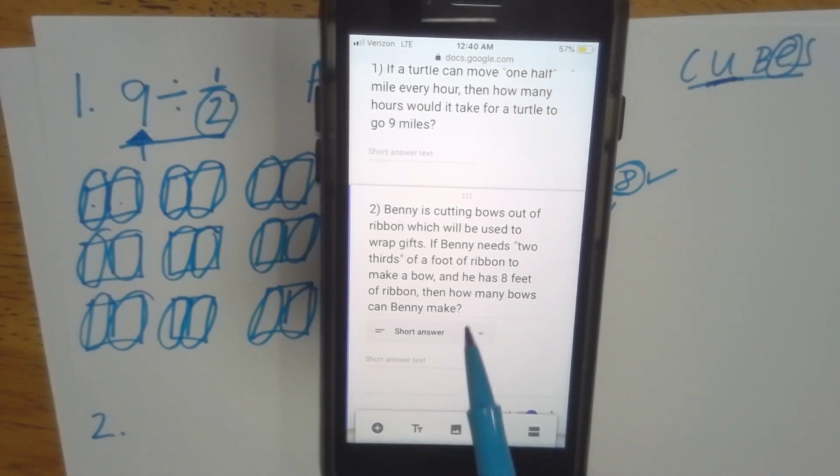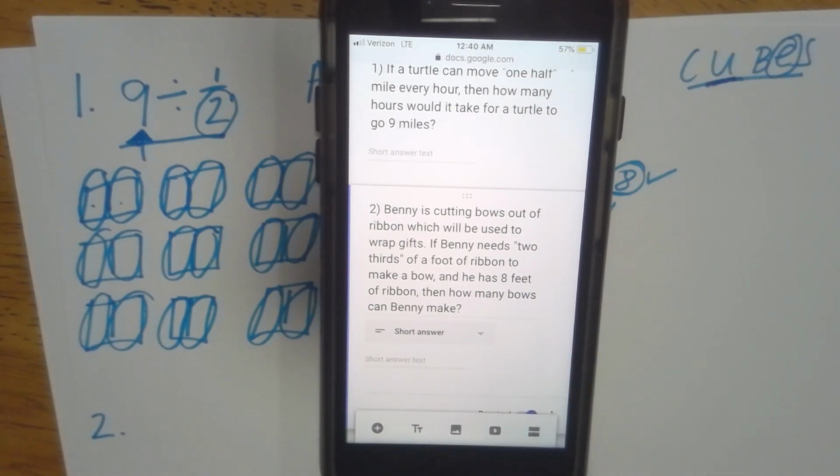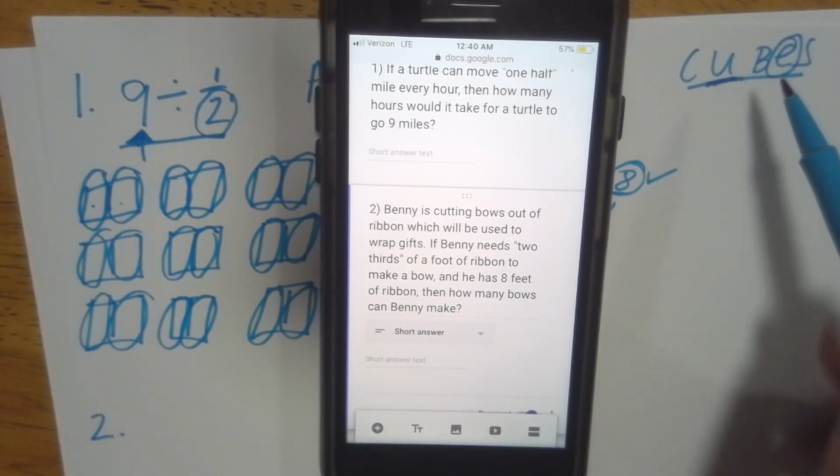Okay, so out of the 8 feet he has, each bow is 2/3 of a foot. We need to figure out how many he can make. "How many he can make" is a math word that's going to help us out. Evaluate it, just like we said, we're dividing it. So let's go ahead and solve.